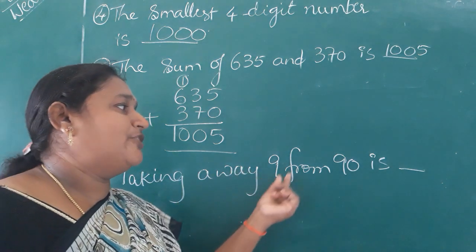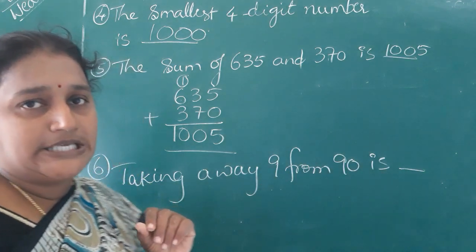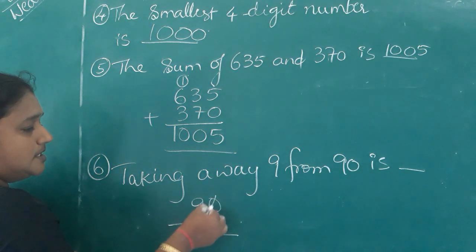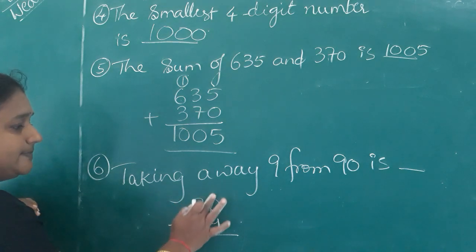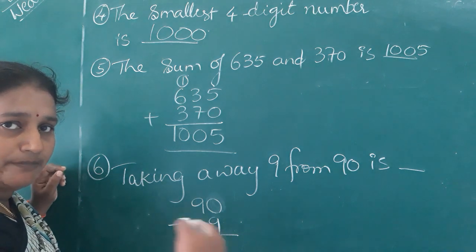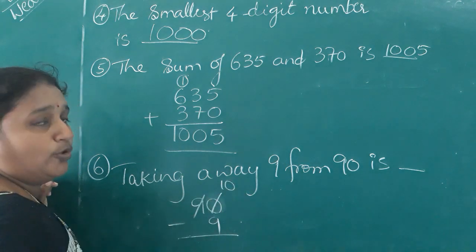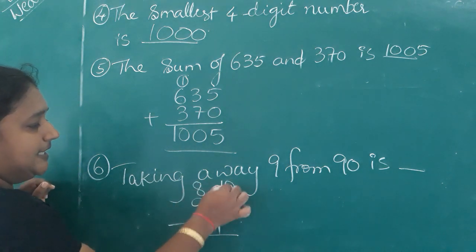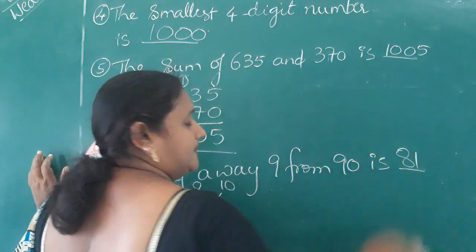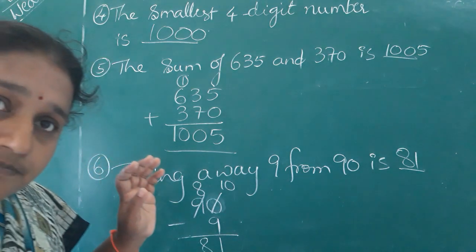Taking away 9 from 90. If you take 9 from 90, how much will you get? See that, 90 minus 9. So 0 minus 9 is not possible now. So now you have to borrow. How will you borrow? You have to borrow from the before number. What is the before number? 9. So now it becomes 10 and the before number becomes 1 less. So 8. 10 minus 9, 1, 8. So the answer is 81. Next one.